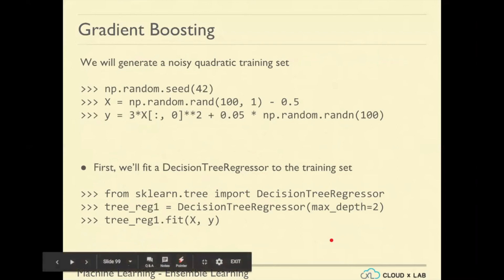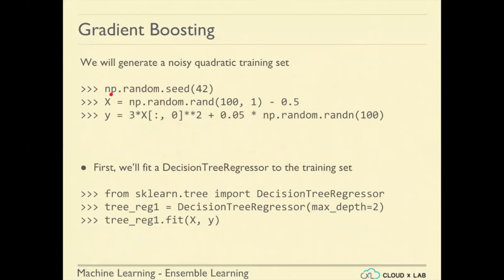Say, for example, let's generate this random data. It's quadratic noisy data, and we are fitting it here. We are setting the np random seed, and generating x as some random values. We subtract 0.5 from it so that it ranges from minus 0.5 to 0.5. Next we define y, which is 3x squared plus 0.5 times some random number. So it's quadratic data with some random noise added to it.